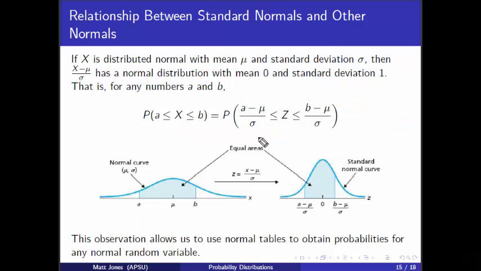So what does this give us? Well, the end result is that if I know the mean and standard deviation for some normal random variable, and if I want to calculate probabilities for it, then I can just use a standard normal. In fact, this is the way we used to do it.